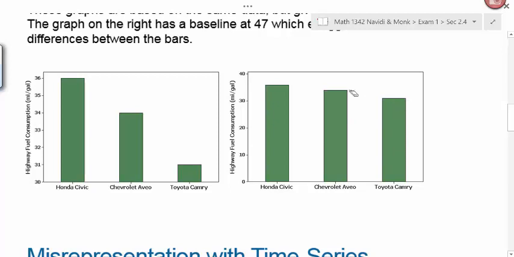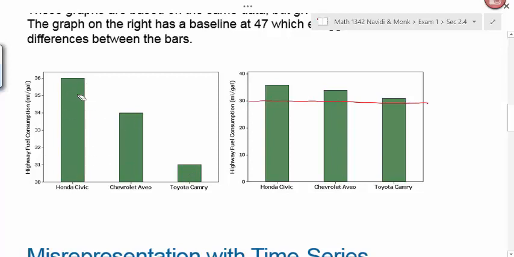Toyota Camry's not quite as good as the Honda Civic, but for the Chevy and the Honda, there's not that much difference between them. But if I cut this graph off at 30 and just blow up the top portion of the graph, it looks like the Toyota Camry is getting maybe a fourth or even a fifth of the gas mileage of the Honda Civic, and that's just not the case.